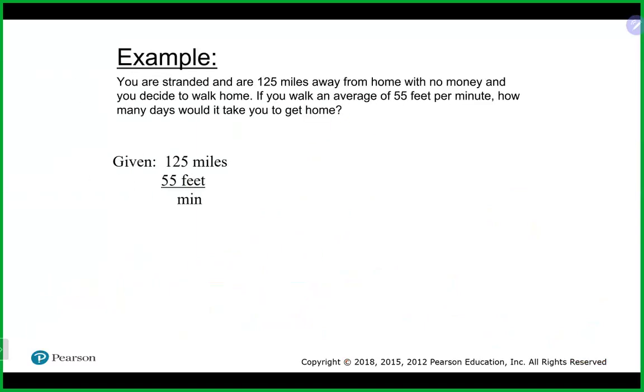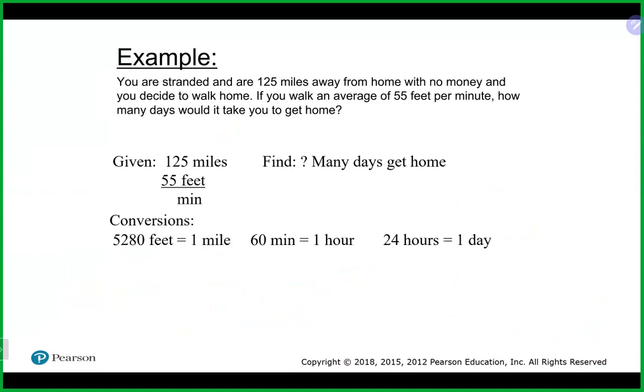All right, you are stranded. You're stranded 125 miles away from home and you have no money. So you decide it looks like nice weather, no rain this week. You're going to walk it home. So you walk at an average of 55 feet per minute. How many days is it going to take you to get home? Provided you don't eat or sleep. All right, so see what you come up with. Some conversions that might be helpful, some equalities there.